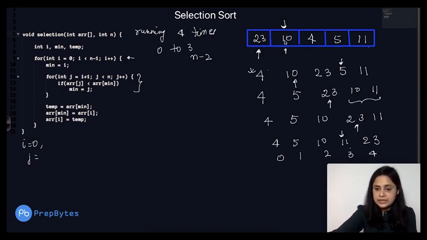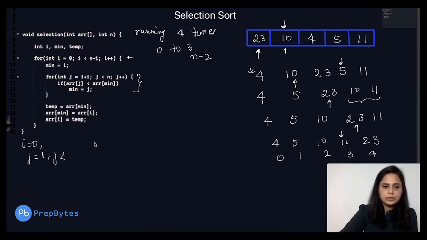I start from the next element. So I plus 1 is 1, and I go till j will be less than 5. Okay, j will go till 4, till the last element.